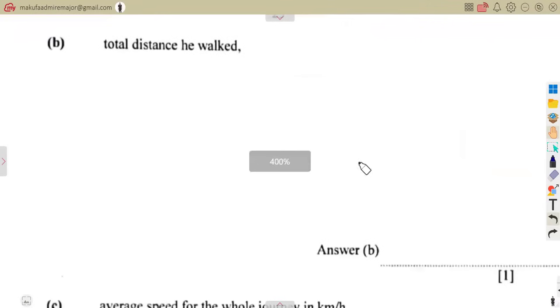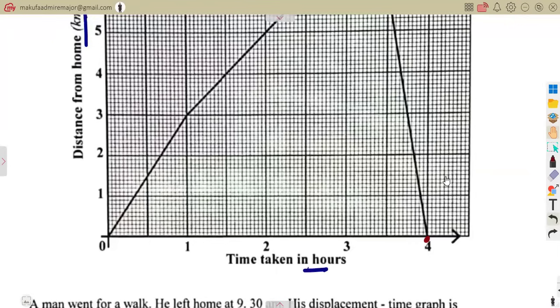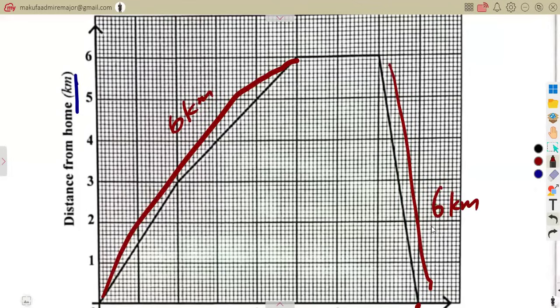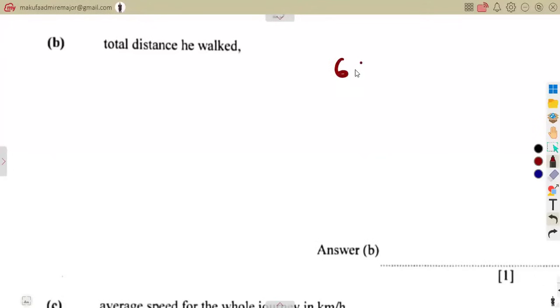That was the condition. Then you are also given the total distance he walked. According to this graph, he went to this place where he rested for some time. He walked the first 3 kilometers, then the other two, which is 5, then the other one, which is 6. So going up, he covered 6 kilometers. Then going down, going back home, he covered 6. So it's 6 plus 6, which is 12 kilometers.